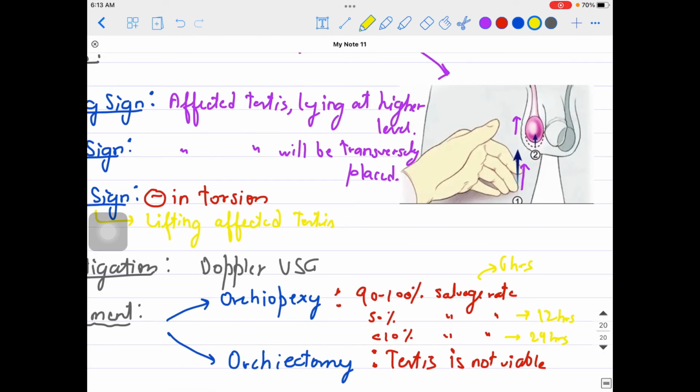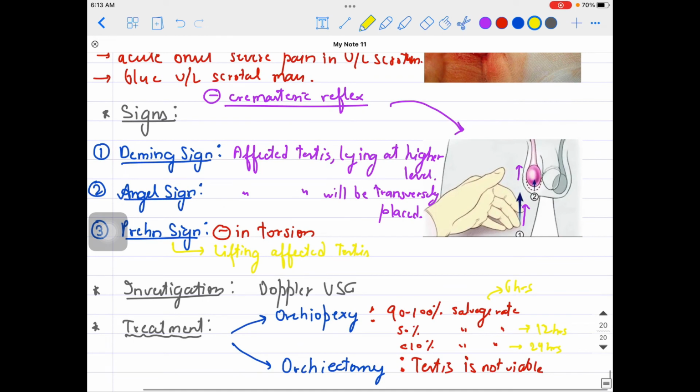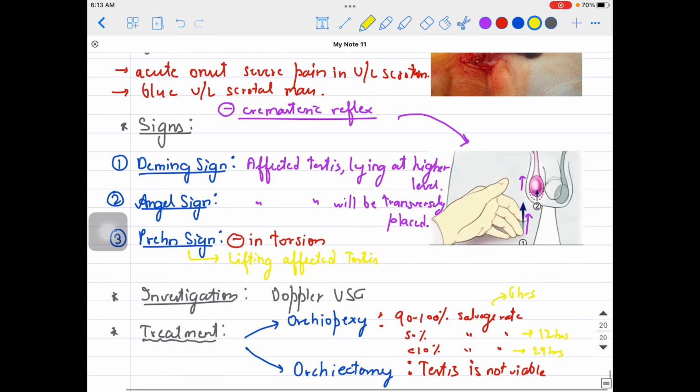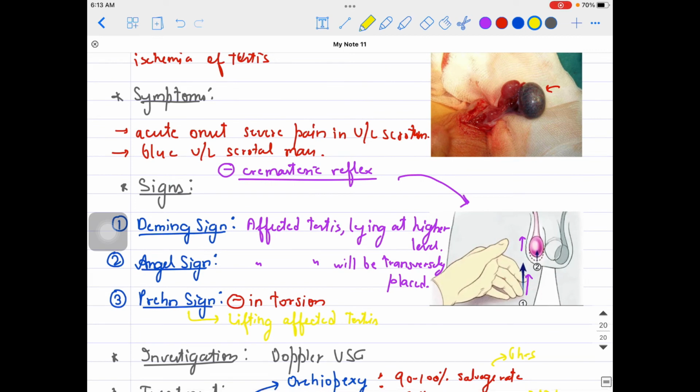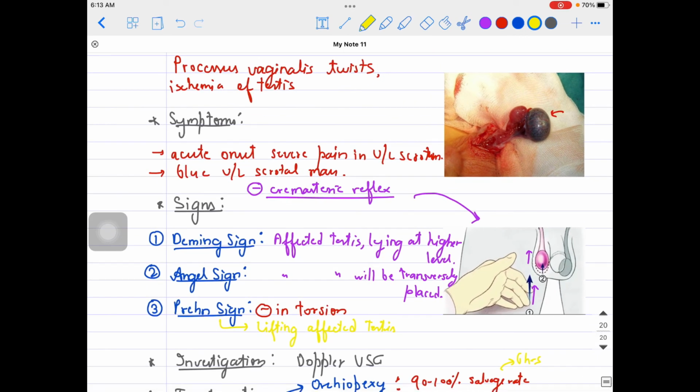Complications might be testicular ischemia, time is very crucial, and infertility might occur in the coming time. I told you about the prognosis already. If the patient comes in time, the prognosis is very good. If the patient couldn't reach in time, then obviously the prognosis is not that good as far as the affected testis is concerned. So this was a brief explanation about testicular torsion.